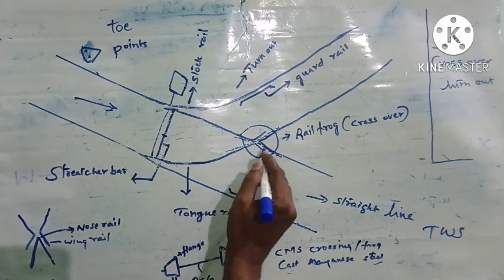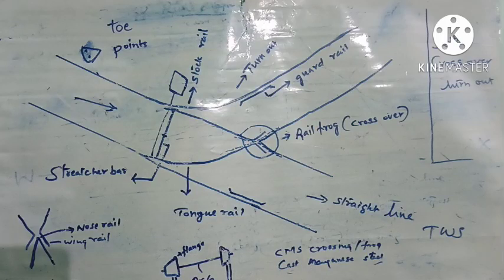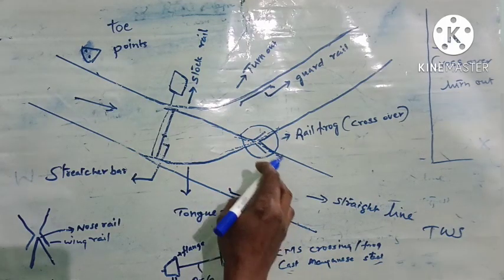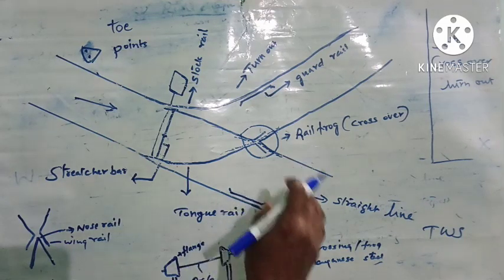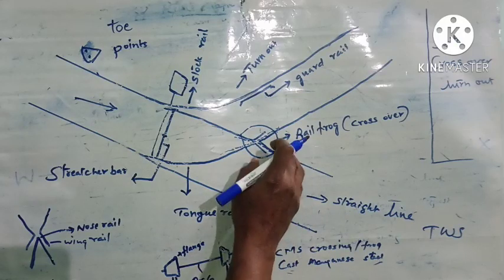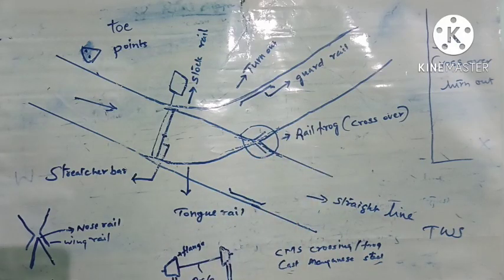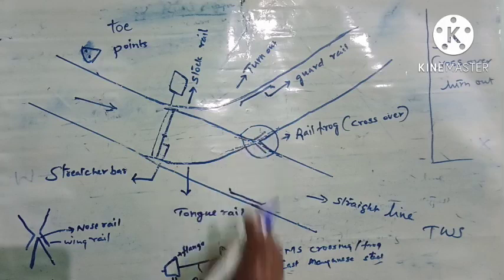Previously this rail frog was manufactured from 3 or 4 steel pieces connected by nut and bolt. Nowadays these rail frogs are coming as a mold, so it is called cast manganese steel. This rail frog will be a single piece, there will not be any joints, so such a molded CMS crossing will be long lasting. So that much about this rail frog.